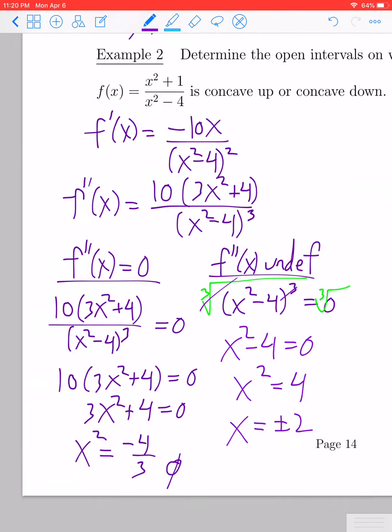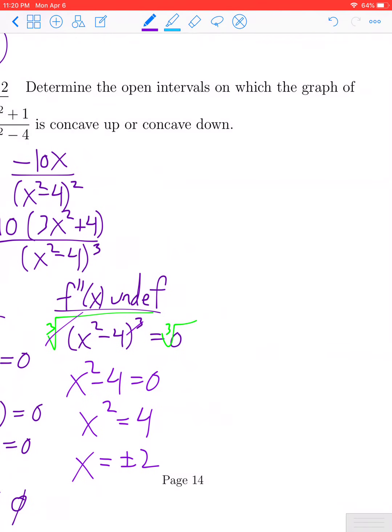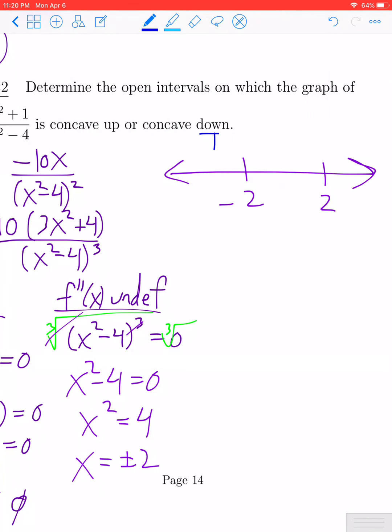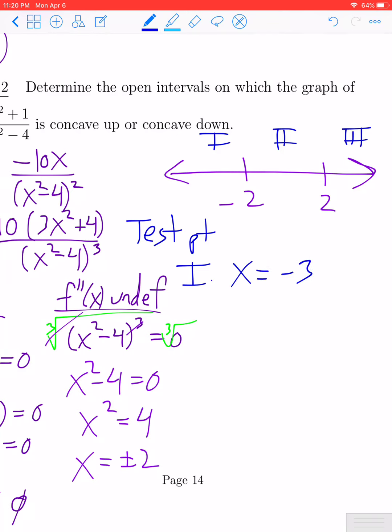Let's place these numbers on a number line, and we're going to do our sign chart for f double prime. Here's negative 2, here's positive 2. Those two values break up the number line into 1, 2, 3 different regions. Let's do a test point for region 1. Let's say maybe x equals negative 3.